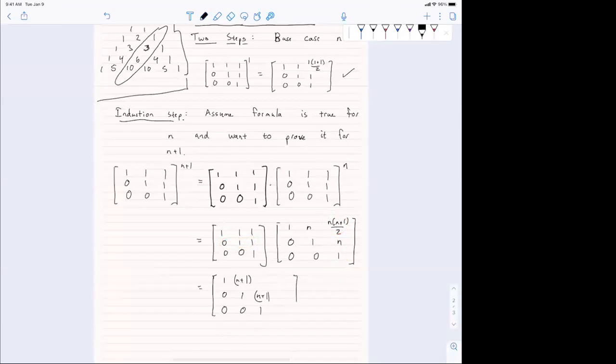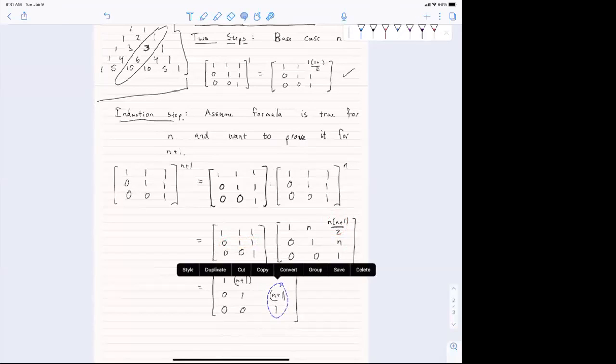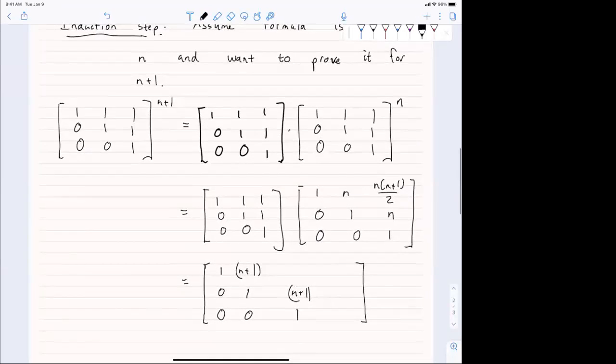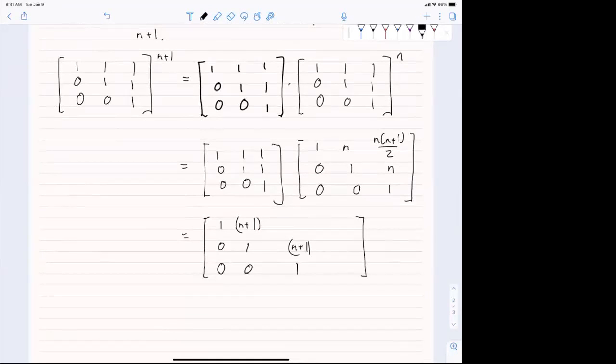Now I have to deal with the last and more messy case, the first row in the last column. I need to take 1 times n plus 1 over 2. So I'm going to write this one out: n times n plus 1 over 2, plus 1 times n, which is n, plus 1 times 1, which is 1.